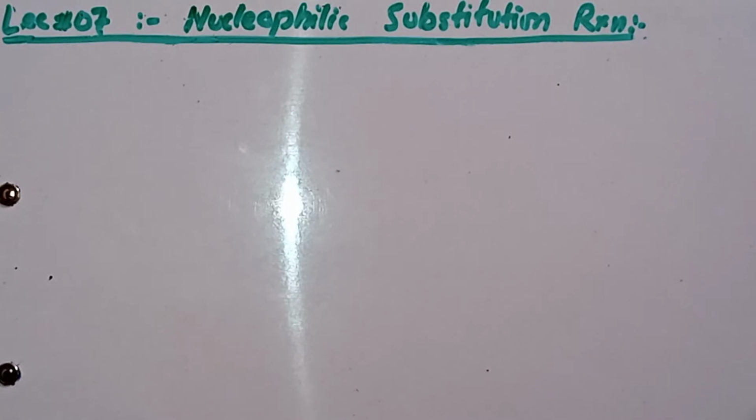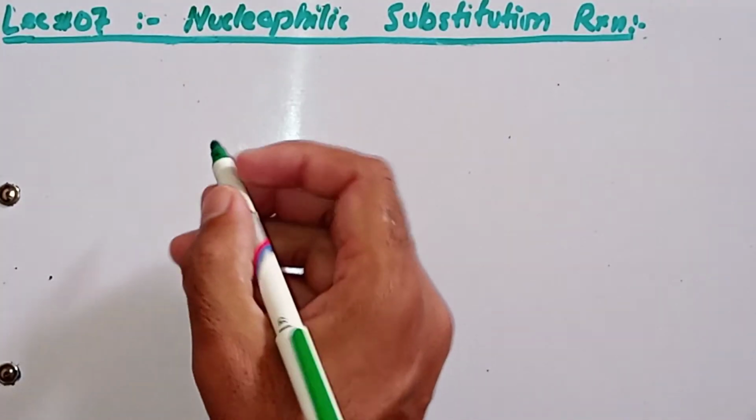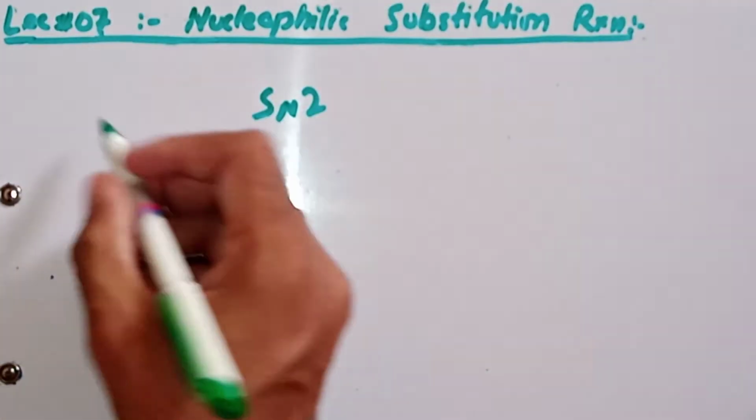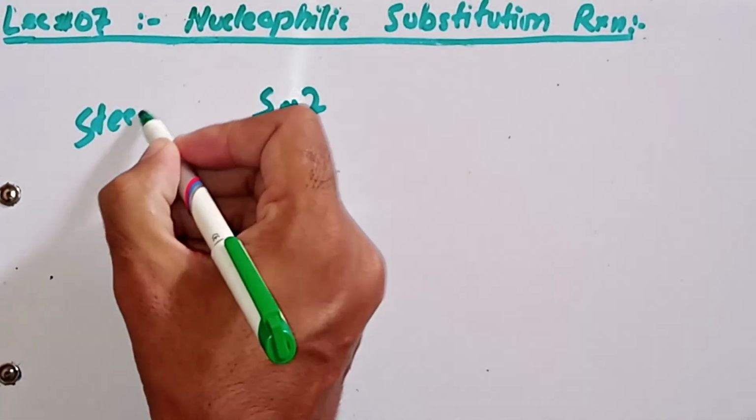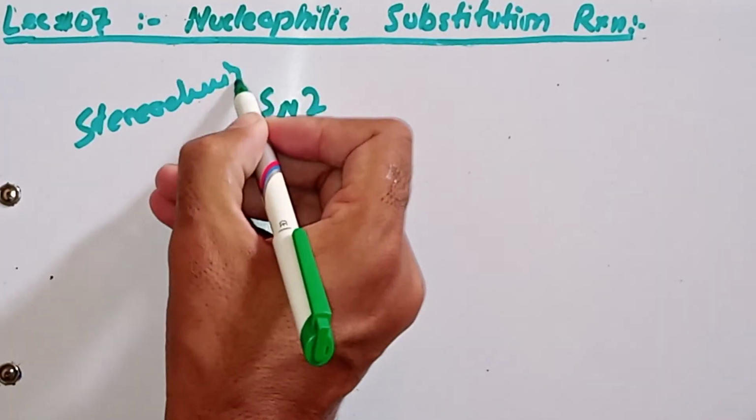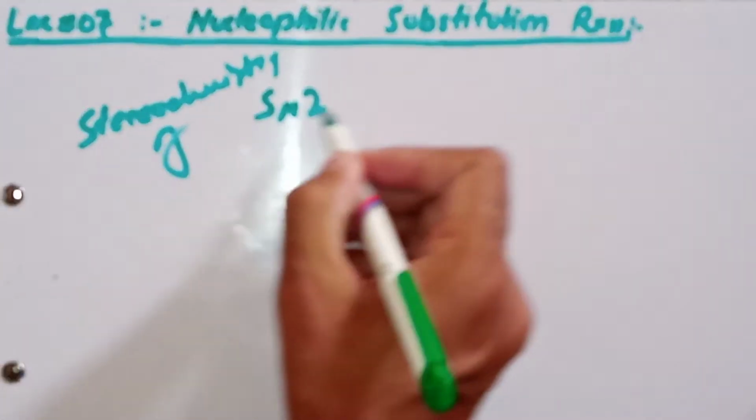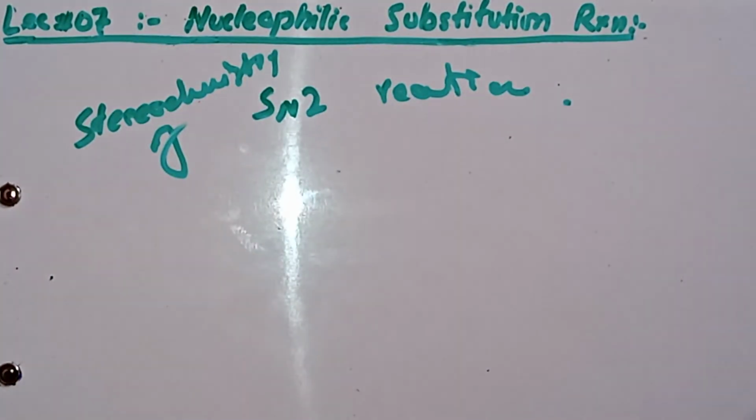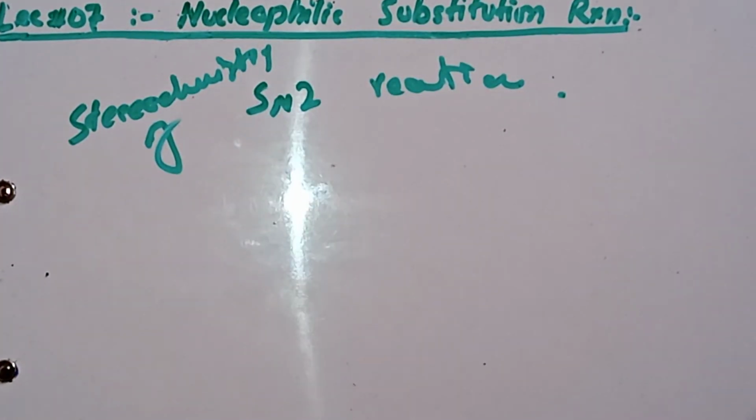Today is lecture number 7 of nucleophilic substitution reaction. In today's topic we will study the stereochemistry of the SN2 reaction. Stereochemistry of SN2 reaction. So let's start the topic.